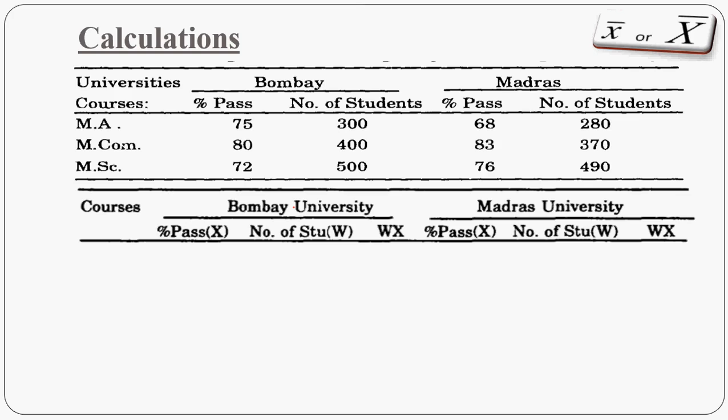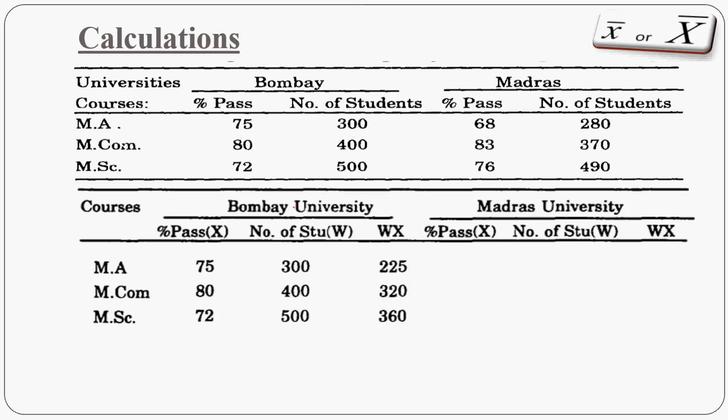First let us take the courses. We have MA, MCom, MSc. Percentage of pass, as given in Bombay, we have to take 75, 80, 72. Number of students 300, 400, 500. Now 75 into 300, then 80 into 400, 72 into 500. These are the values we are going to get, Wx. So I hope this step is clear to understand.